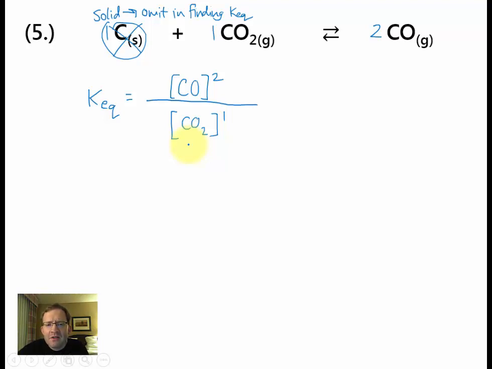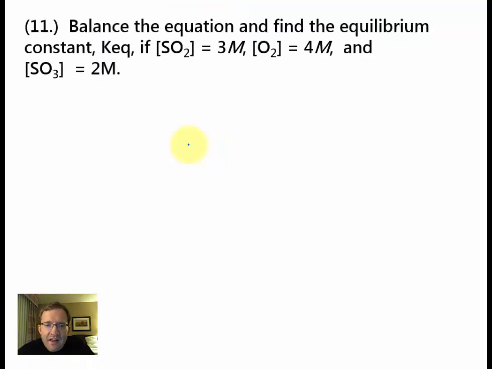Now, let's go on and do some actual problems. If you look at the side of that page, the first item there says to balance the equation and find the equilibrium constant, KEQ. If the sulfur dioxide concentration is 3 molar, the oxygen is 4 molar, and the SO3 is 2 molar. All right, well, to set this up, first we're going to need to get our equation balanced, right?